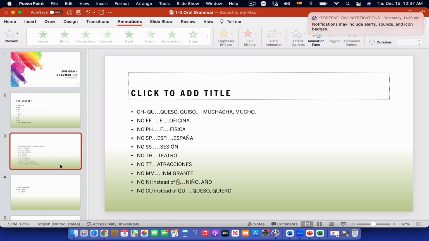And remember what I said also before, if you write QU, the U is silent. So if you want to get the U sound, like in cuatro, you have to write it with a C, cuatro. But if you write QU, it's going to be queso or quiero. You see the U is not there anymore, okay?